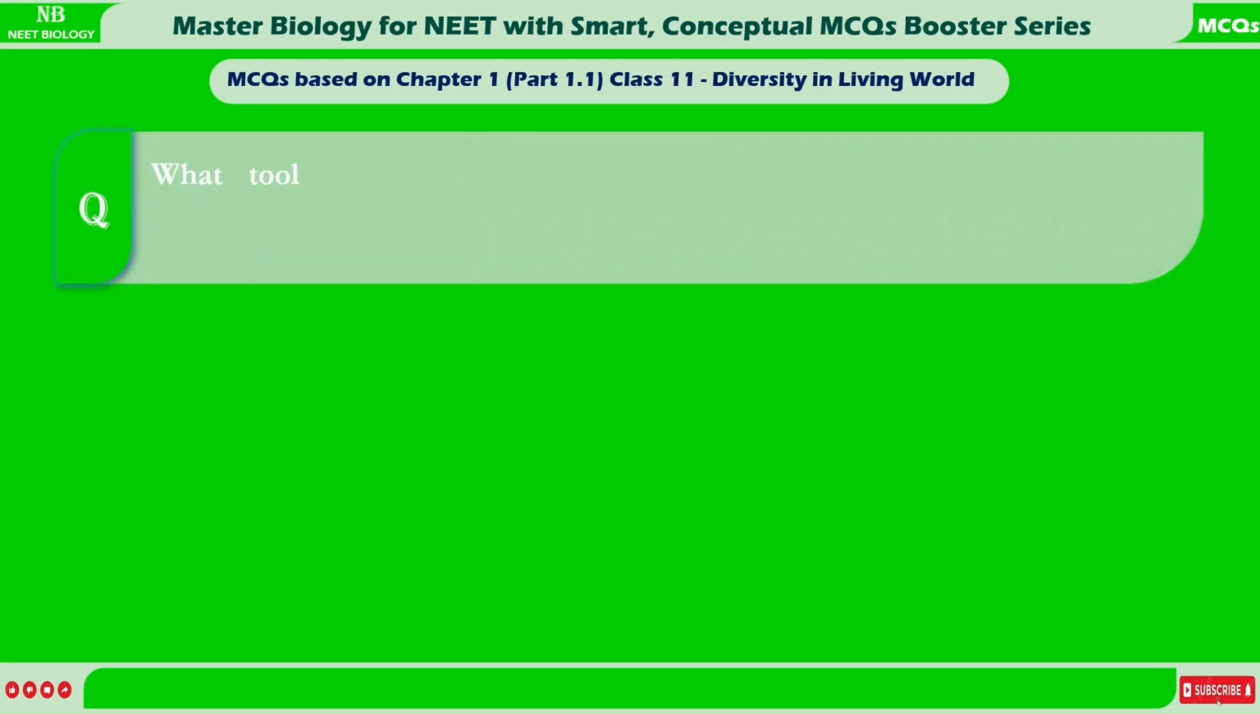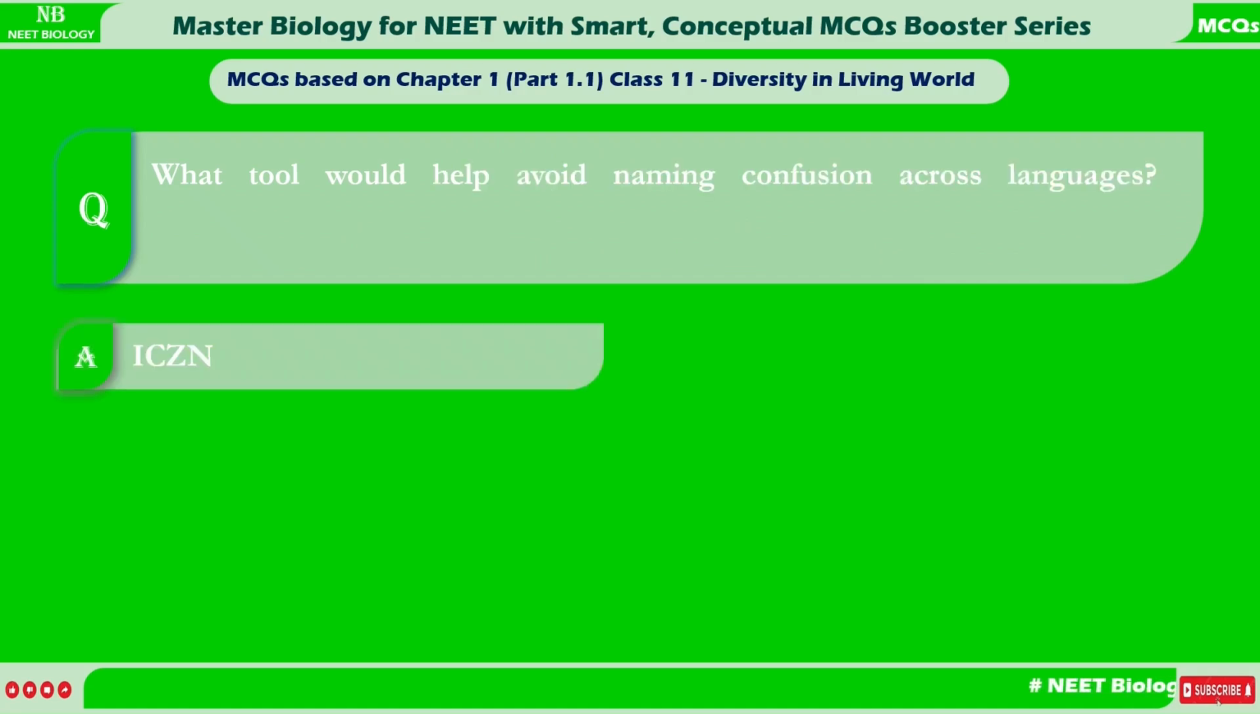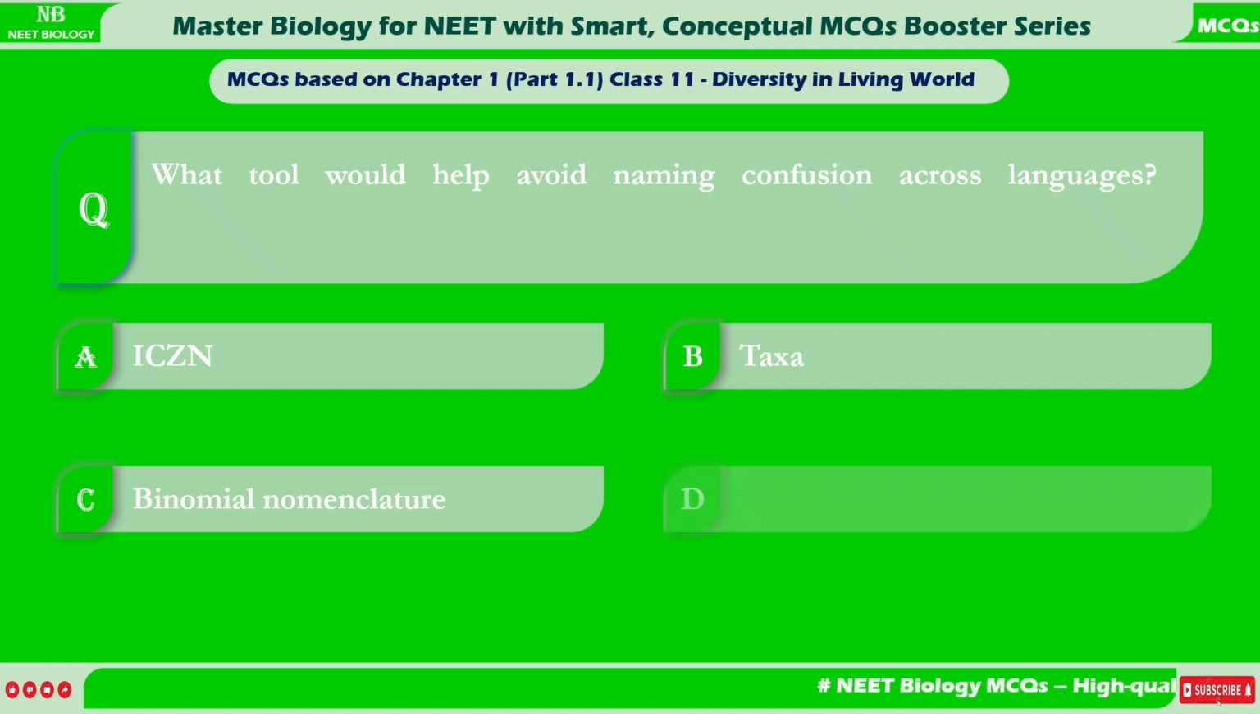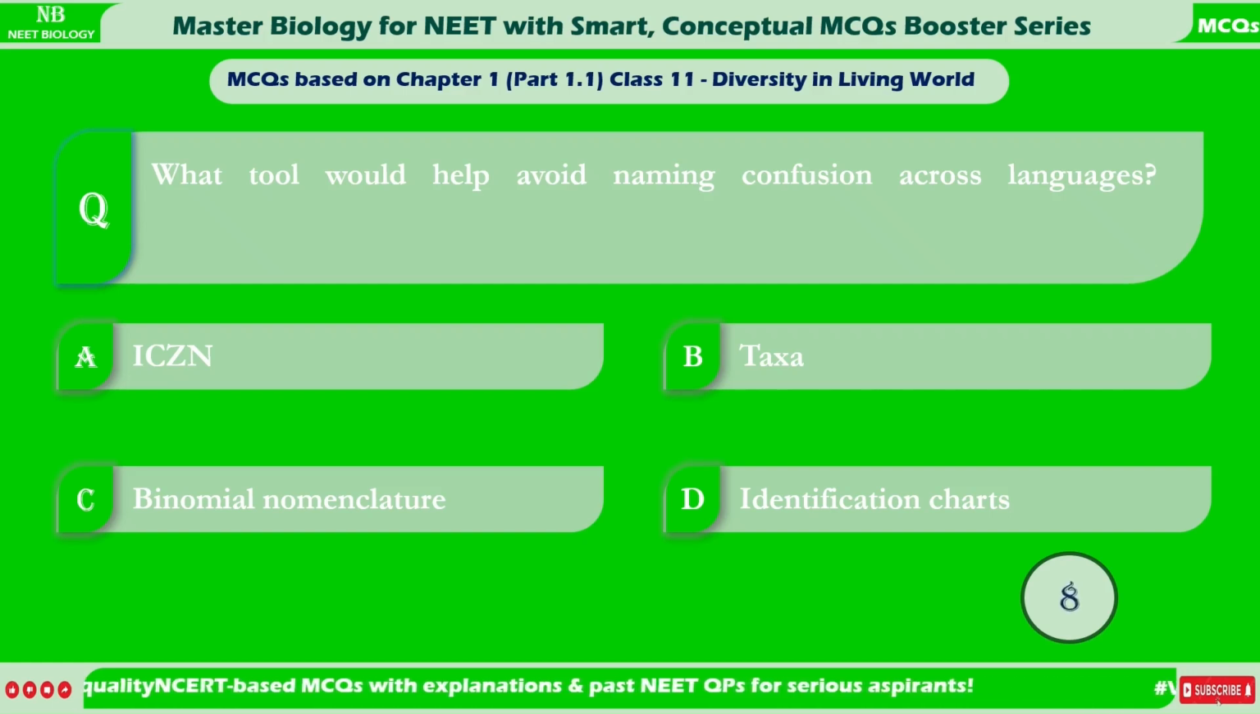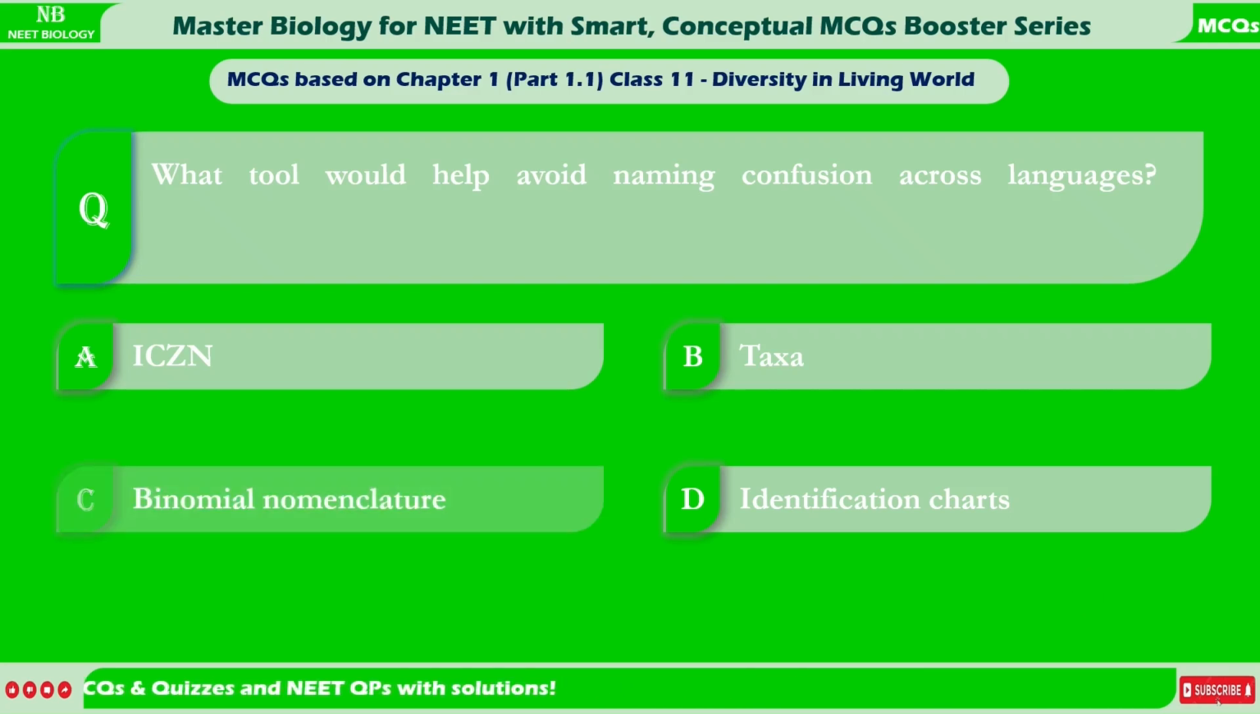What tool would help avoid naming confusion across languages? A. ICZN. B. Taxa. C. Binomial nomenclature. D. Identification charts. Correct answer C. Binomial nomenclature.